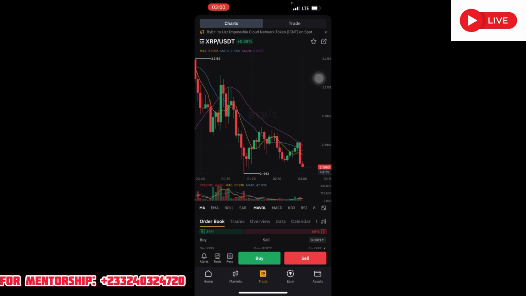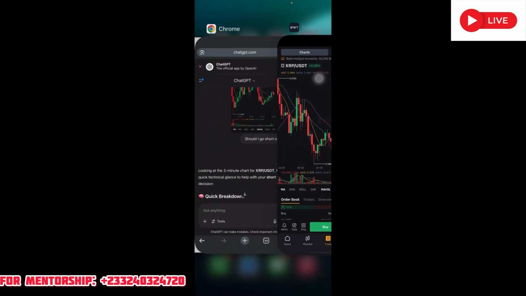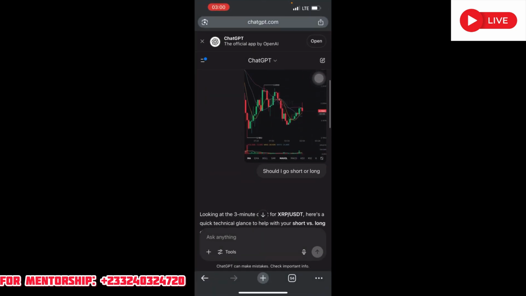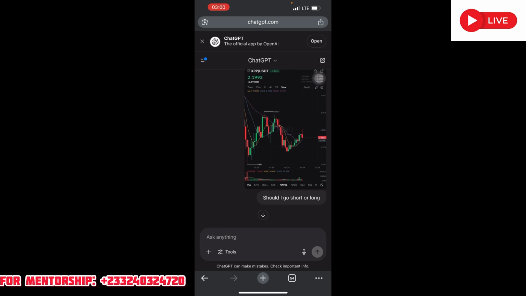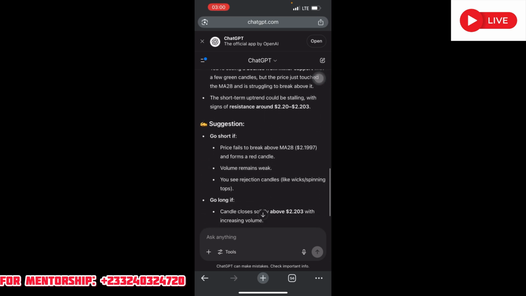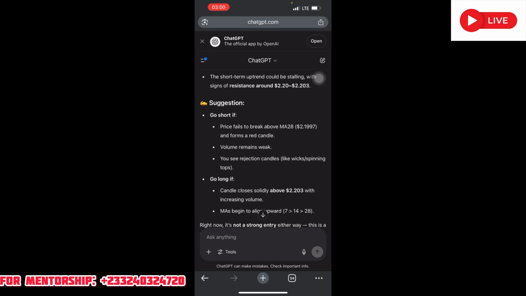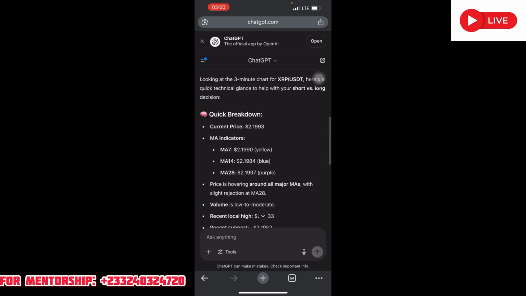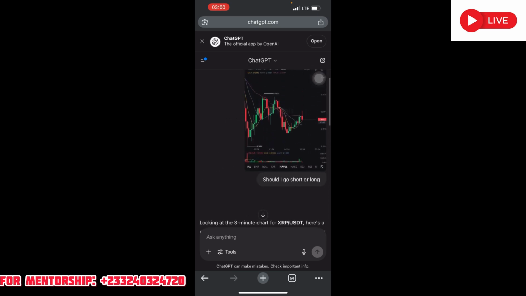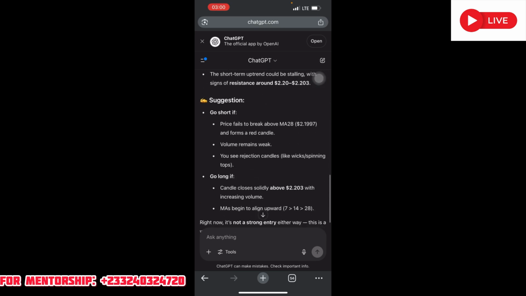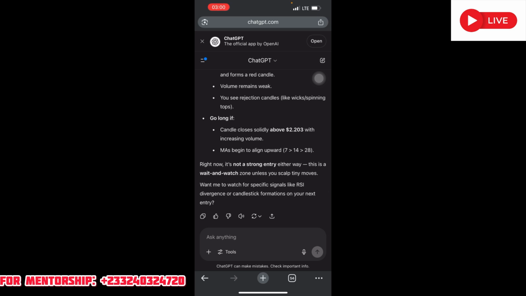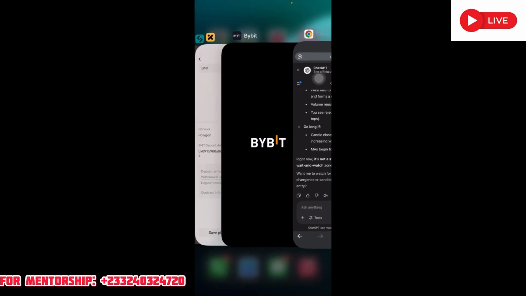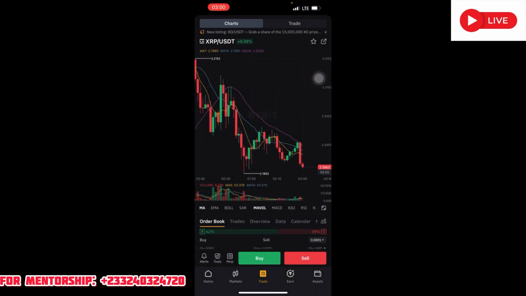I'm going to short. The reason why I'm going short is that I took a screenshot and sent it to ChatGPT. This one is not advisable. ChatGPT made a suggestion that if the price falls to break below 2.1997, and I sent it 2.1993, then I should go short. And if the candles close suddenly above 2.203 with increasing volume, I should go long. And you can see that it touches down, so I'm going short.